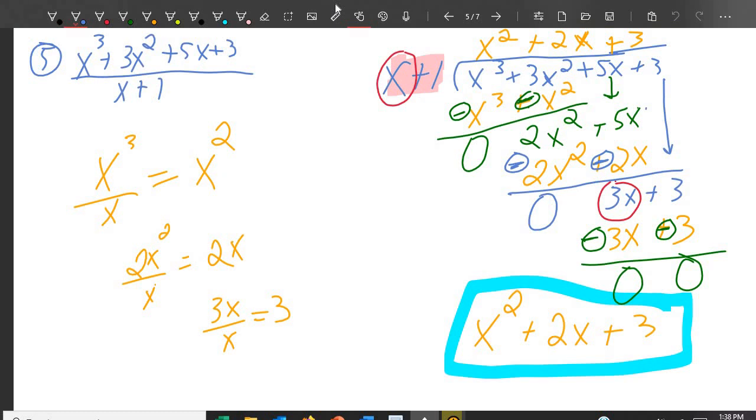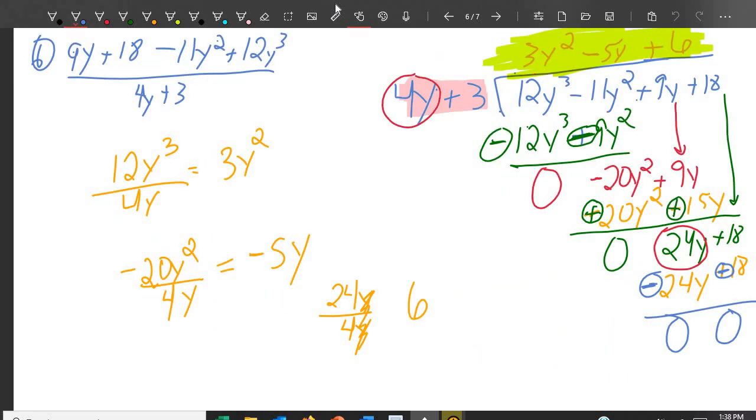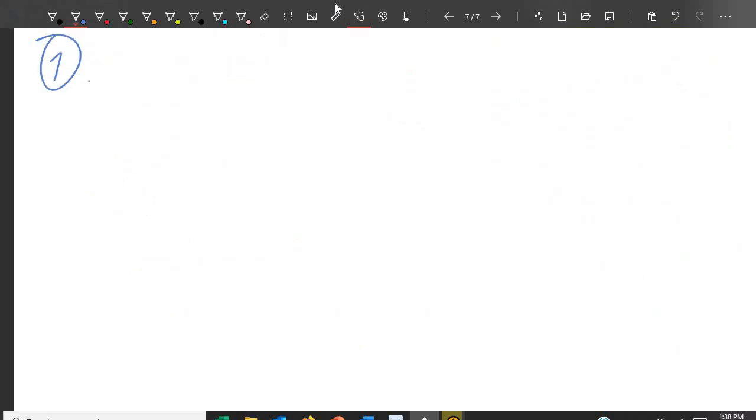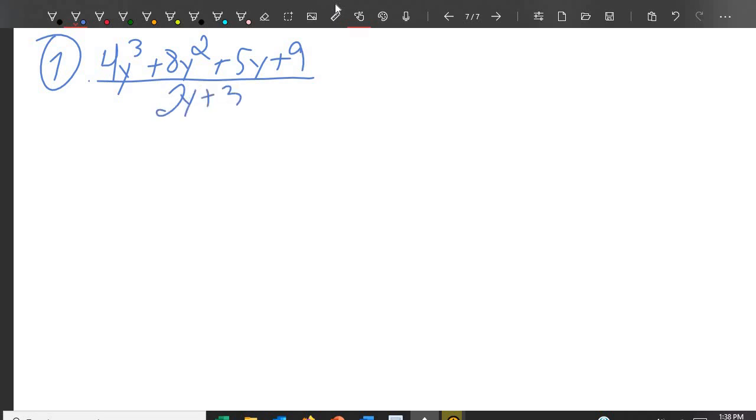Alright, I want to do one more problem involving an x cube. Let me make sure I hadn't done this problem. Let's back up. Let's do 4y cubed plus 8y squared plus 5y plus 9 divided by 2y plus 3. Okay, let's set the problem up. 2y plus 3 divided into 4y cubed plus 8y squared plus 5y plus 9.